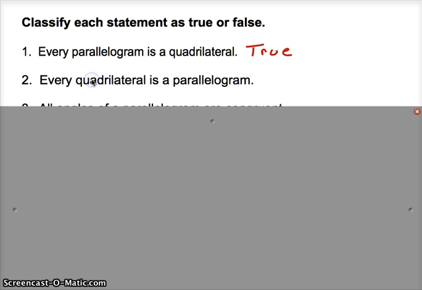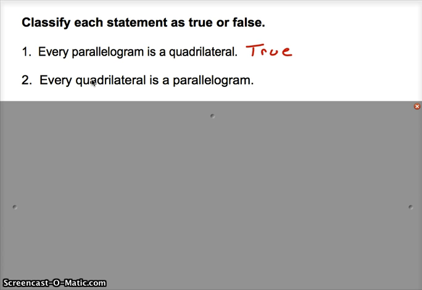Let's look at the next question. Every quadrilateral is a parallelogram. So this one is saying, if something has four sides, does it have to be a parallelogram? And we know the answer is going to be false. And it's easy to show an example. Just draw, for example, a shape that looks like that. There's four sides, but it's definitely not a parallelogram.